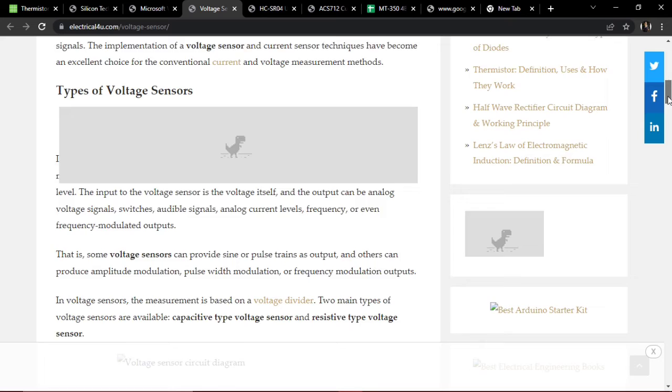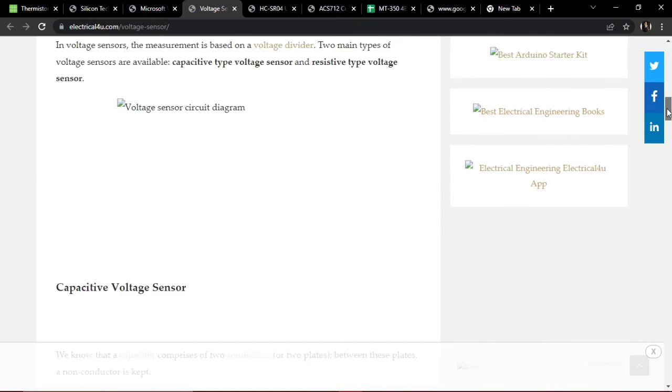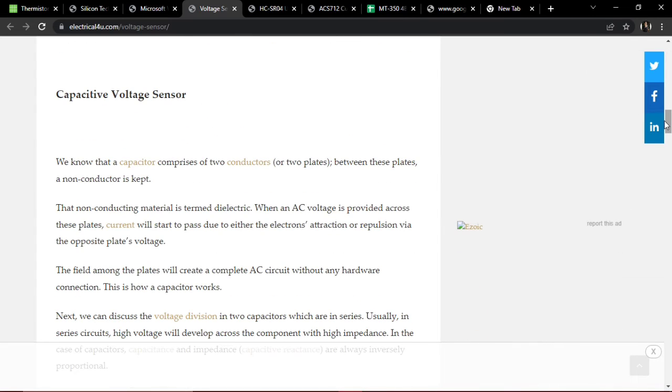There are different types of sensors. The two main types of voltage sensors available are the capacitive type voltage sensor and the resistive type voltage sensor. What is a capacitive type voltage sensor? We know that a capacitor comprises two conductors or two plates. Between these two plates, a non-conductor is kept. The field between the plates will create a complete AC circuit without any hardware connection. This is how a capacitor works.